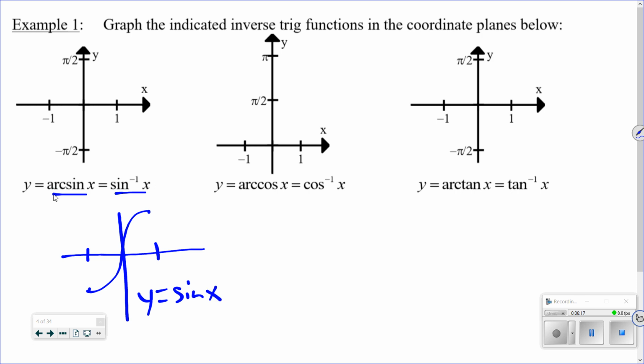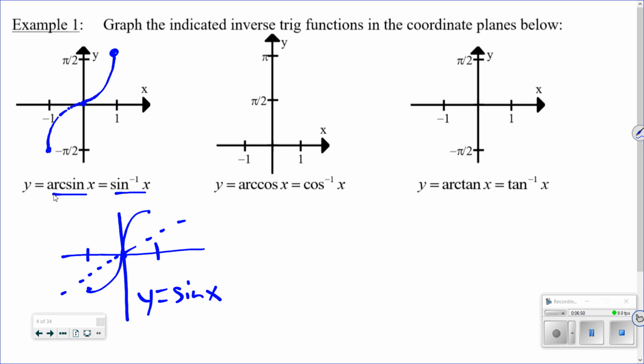So let's use that to graph our graph up here. So I have a point at -π/2, -1. If I switch those around, it'd be -1, -π/2. There's a point at 0, 0. That's still going to be 0, 0. And there's a point at π/2, 1. So that'd be 1, π/2. Okay, think of that line y equals x. It has to reflect across that. So this one's going to look like this, and that one's going to look like that. That is what the inverse sine function or arc sine function looks like.